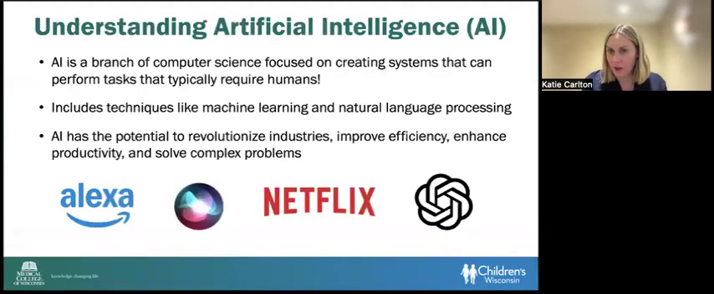So first, let's understand artificial intelligence. Many of you may be familiar with this already, but AI is a branch of computer science that focuses on creating systems that can perform tasks typically done by humans. It includes techniques like machine learning, natural language processing, and has the potential to revolutionize industries, improve overall efficiency, productivity, and solve complex problems. And these are a few of the logos of some of my favorite AI tools.